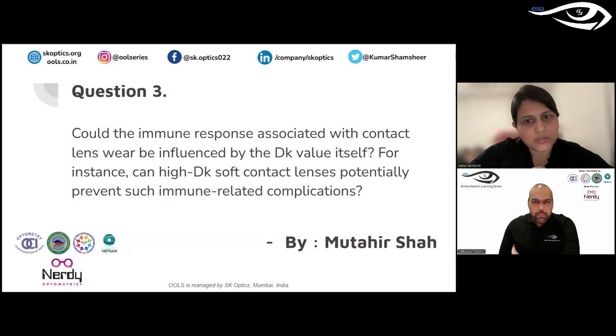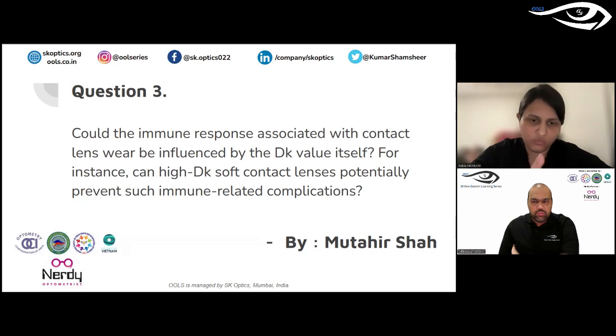We have not directly done this, but there are some studies by one of our colleagues. She has done this in the US, and they observed that there is no change within soft contact lens wear of different materials with different Dk values. So Dk values do not disturb.